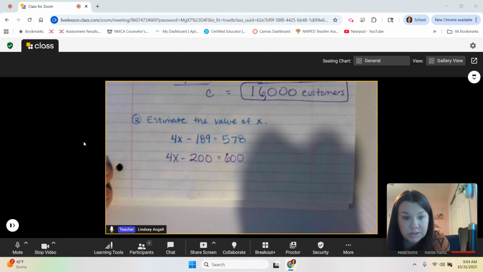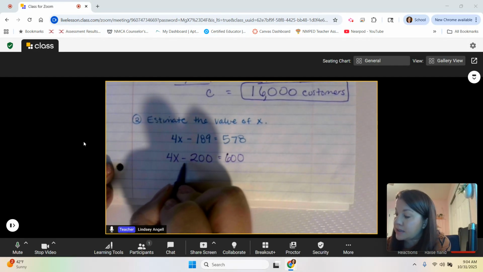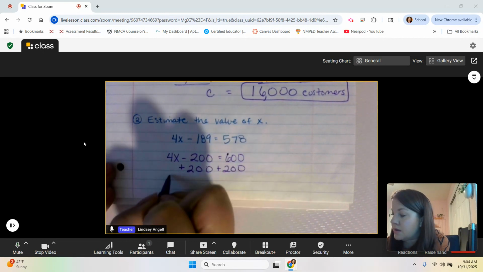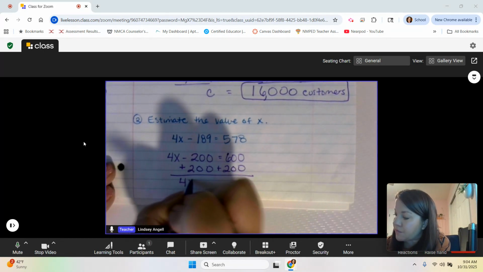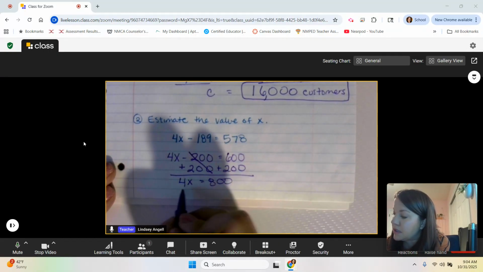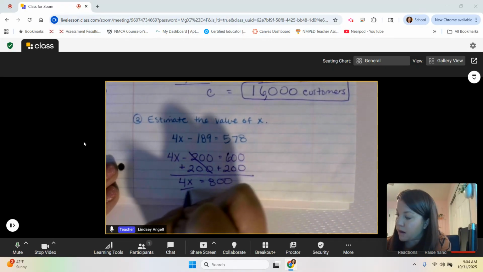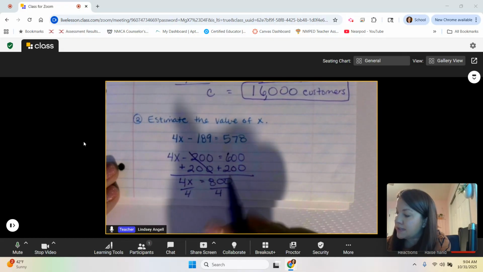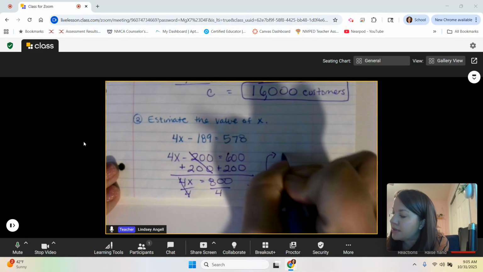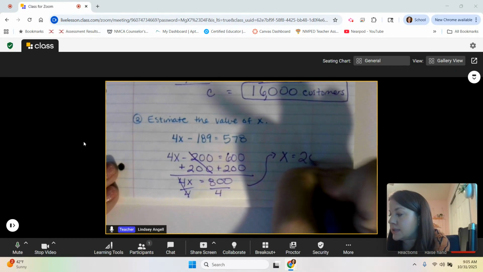So now we're just down to a two-step equation. Right now I am subtracting 200, so in order to get rid of it I need to add 200 to both sides, so I'm left with 4x equals 800, right? They cancel on the left. Right now I'm multiplying by 4, so to get rid of it I'm going to divide by 4 on both sides. 4 divided by 4 is 1, so we are left with x on the left. And then 800 divided by 4 is 200.